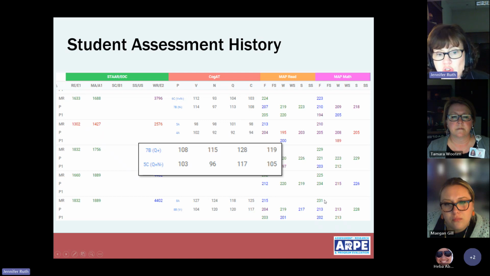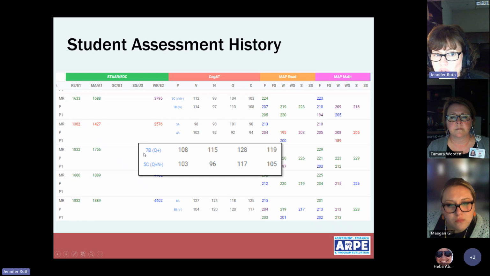So one of the places that you can find a student's CogAT score in EduGence is in student assessment history. So here we have an example of a student who has 2 different CogAT scores. In EduGence, MR is most recent, and so that is the score at the top. So this student's most recent CogAT is a 7B.